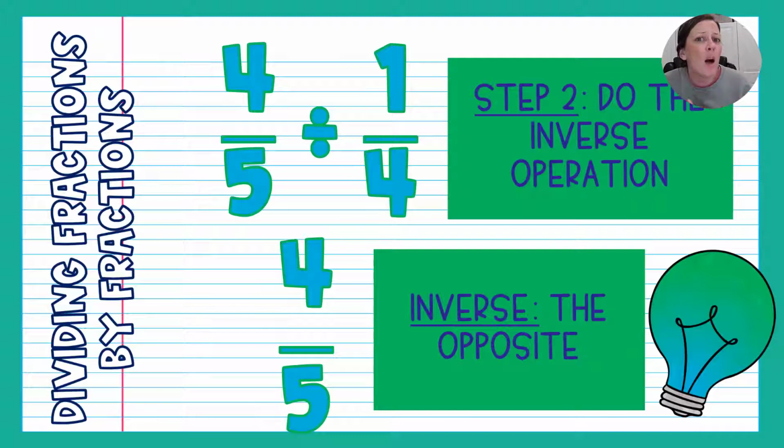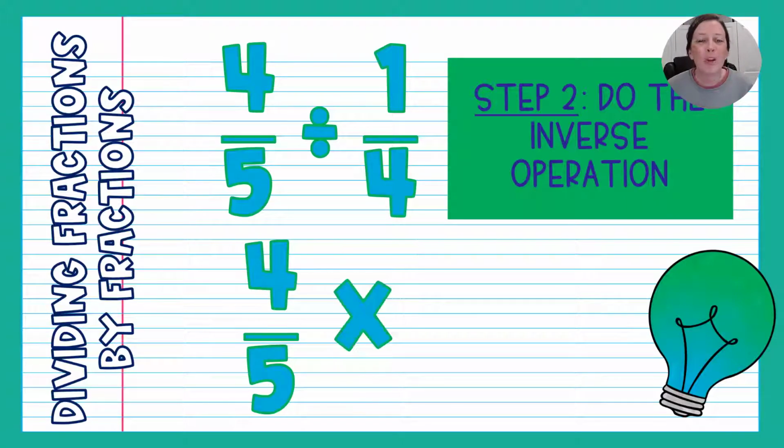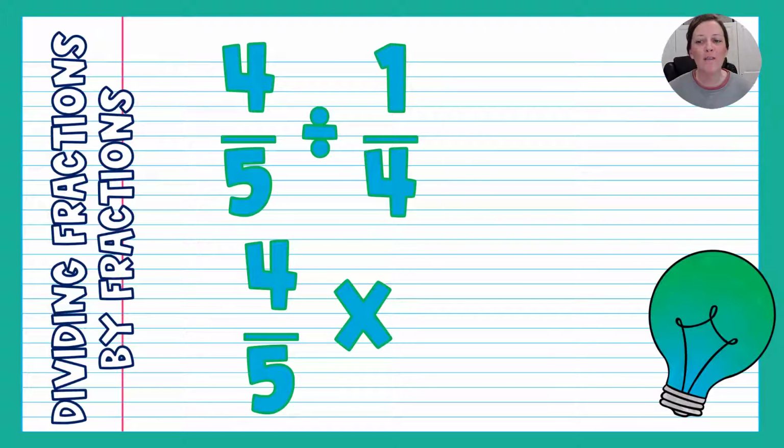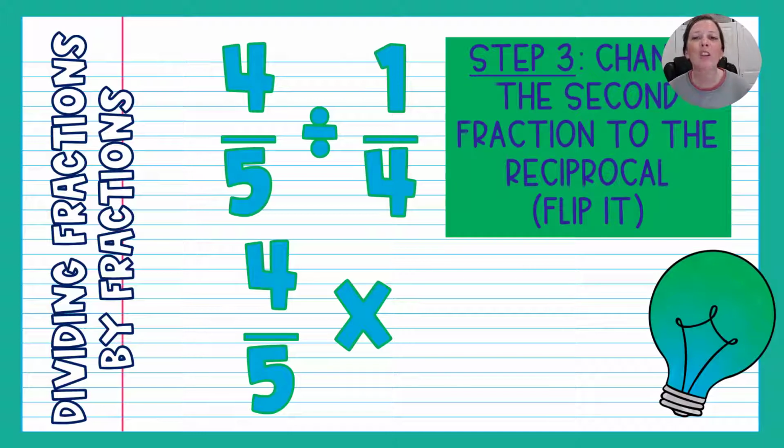So we want to do the opposite of dividing, which is what? You got it. It's multiplication. So we kept that first fraction, 4/5. We're changing division to multiplication because we want to do the inverse operation. And now we're ready for step 3, which is to change that second fraction to the reciprocal. Another fancy word, it means flip it. Instead of 1/4, we're going to make it 4/1.